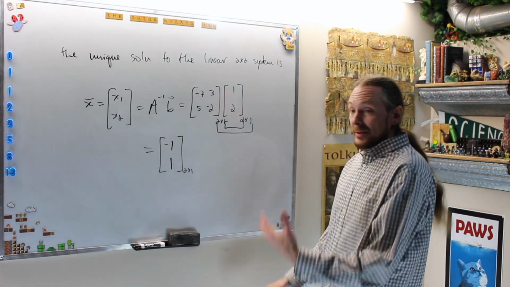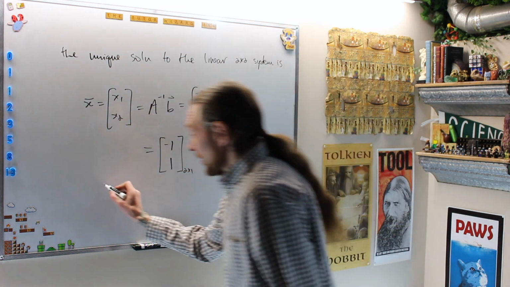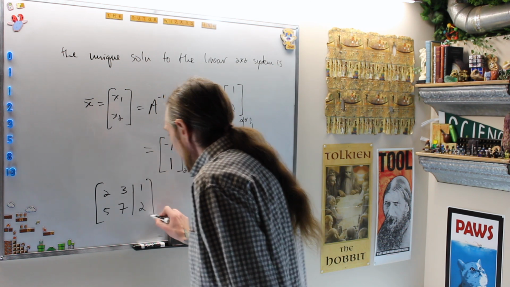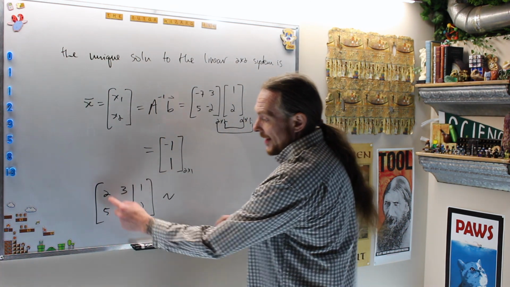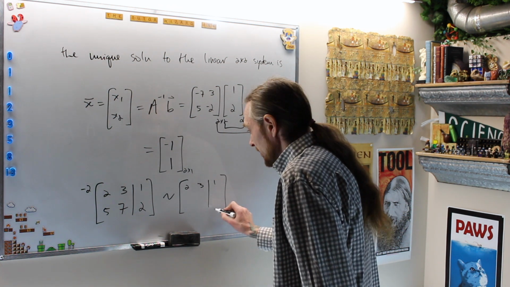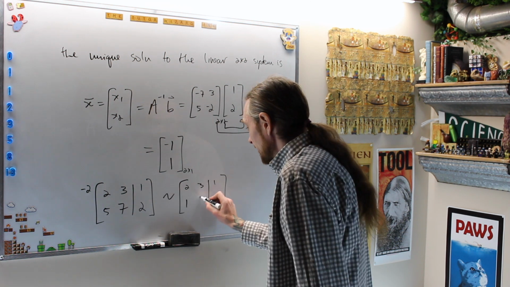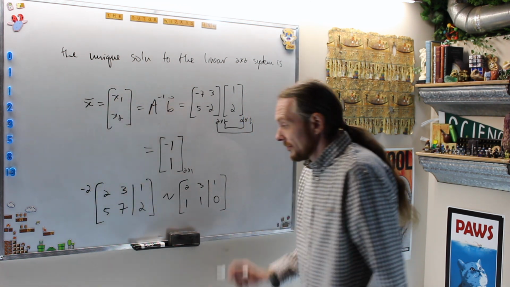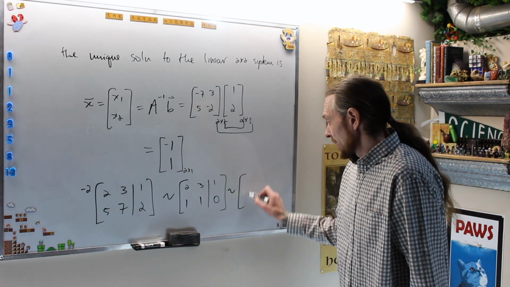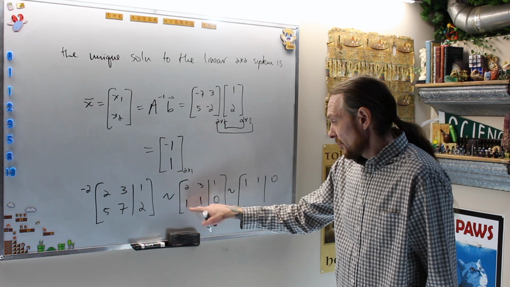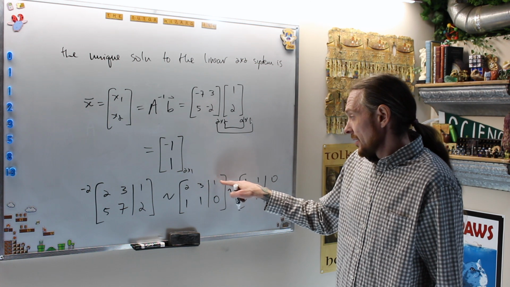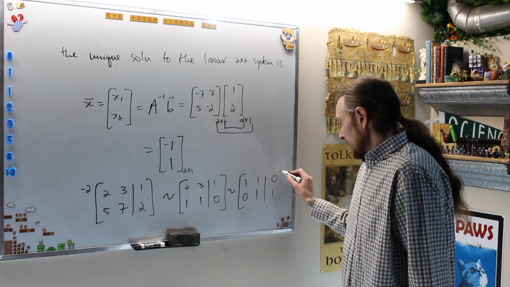Just to check, let's do that the old-fashioned way of row reduction. 2, 3, 5, 7, 1, 2. This is equal to, I'm going to do 5 minus 4, which is going to give me 2, 3, 1. 5 minus 4 is 1. 7 minus 6 is 1. 2 minus 2 is 0. Then what am I going to do? I'm going to interchange those. So I'm going to get 1, 1, 0. And then I'm going to do 2 minus 2 is 0. 3 minus 2 is 1. And 1 minus 0 is 1.